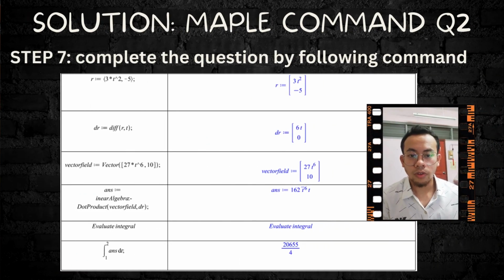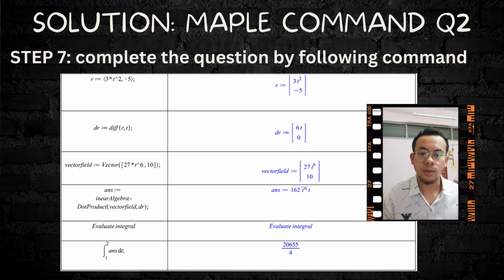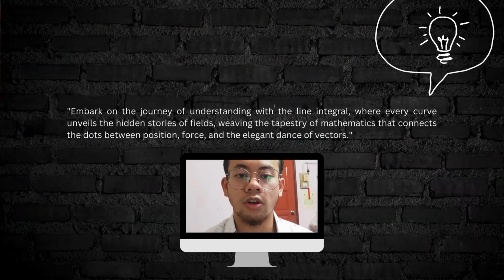Okay, the last step is we use the commands as shown in the table beside me, such as r(t) = 3t² and minus 5, and we differentiate it and use the vector field and the command answer to get the answer. The answer we get is 20,655 over 4. Okay, that's all from us.